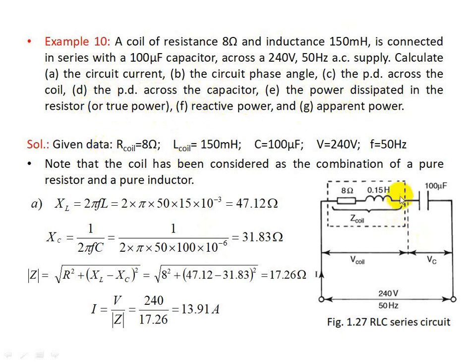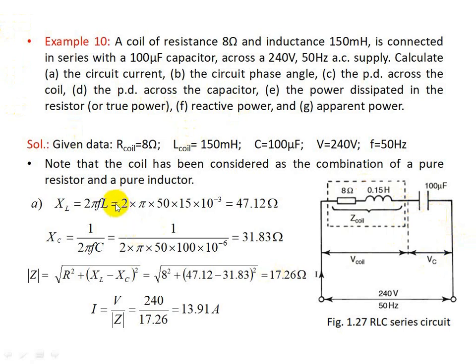Given data are that the coil is having resistance and inductance. So the coil has resistance of 8 ohms and inductance of 0.15 Henry. And the capacitance value is given. You are asked to find the voltage across the coil. So voltage across the coil will be I into the impedance of the coil. For calculating the impedance of the coil, you only have to consider the resistance and the inductive reactance of this coil. Then the capacitance value is 100 microfarad.